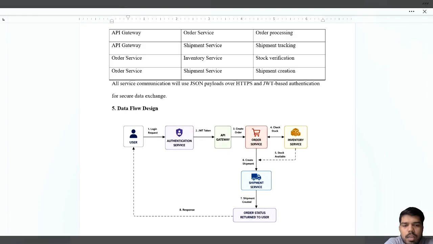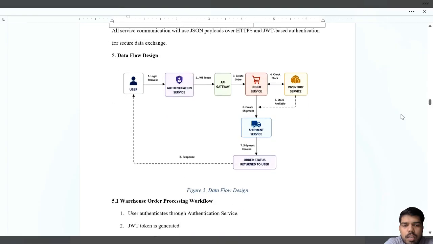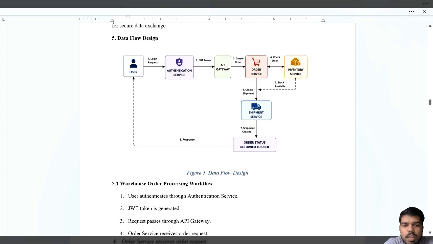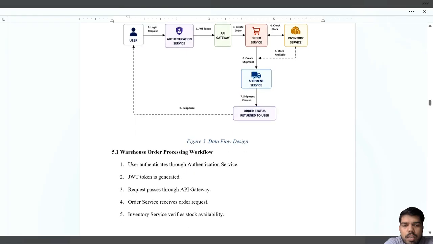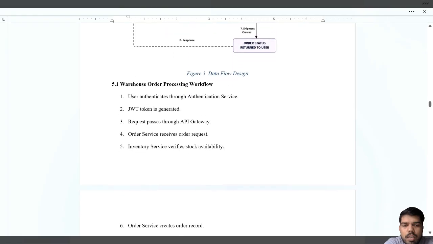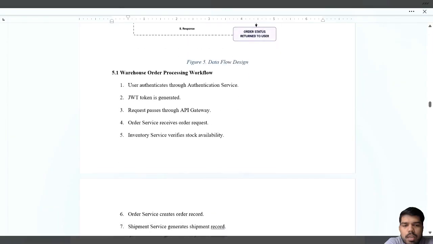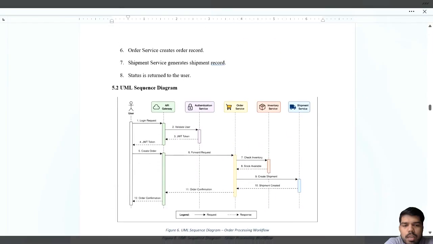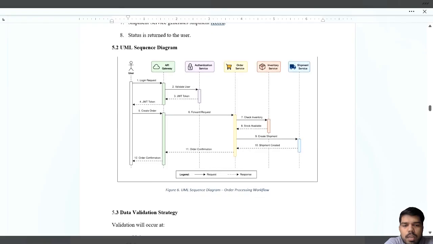Coming to the next part, data flow design. So the user logs in and receives a JWT token. Thereafter, the request enters through the API gateway. The order service receives the order request, and the inventory service verifies the stock. The shipment service creates the shipment information, and finally, the order confirmation is returned to the user. Same thing, order warehouse processing. Then I have a UML sequence diagram.